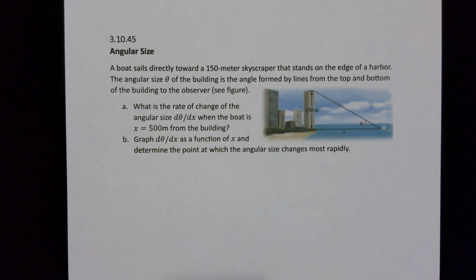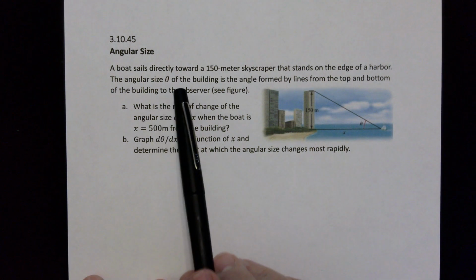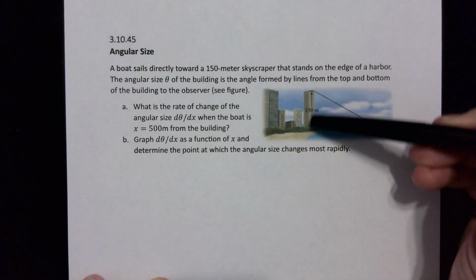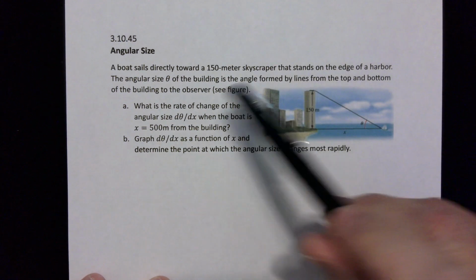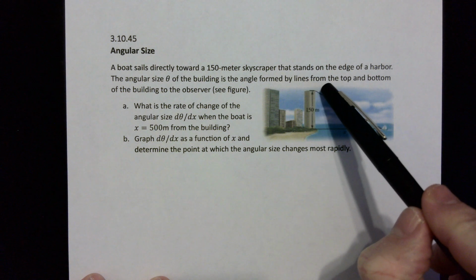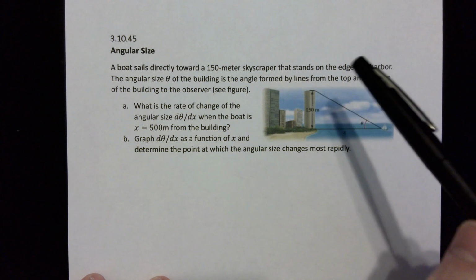In this video, we're going to be talking about the rate of change of the angular size. Okay, this problem says a boat sails directly towards a 150-meter skyscraper, that's here, that stands on the edge of a harbor. The angular size of the building is the angle formed by the lines from the top and the bottom of the building to the observer.